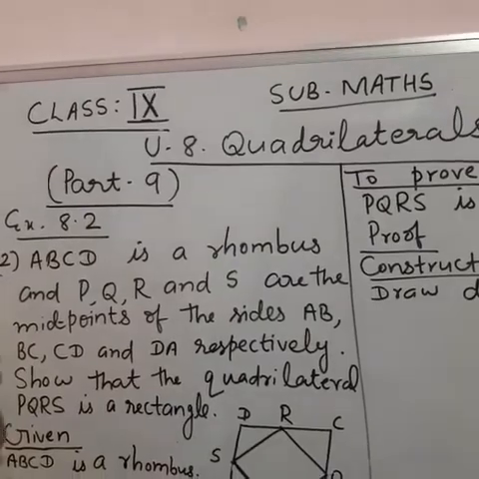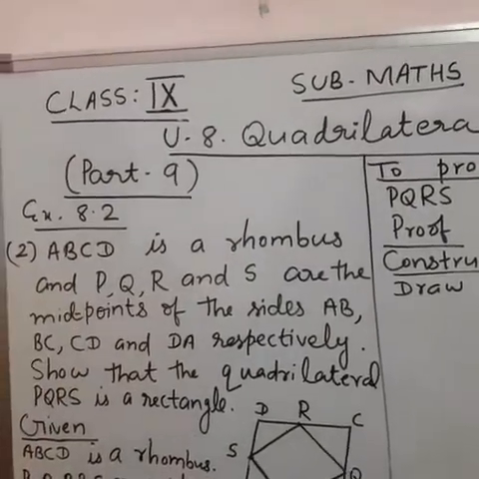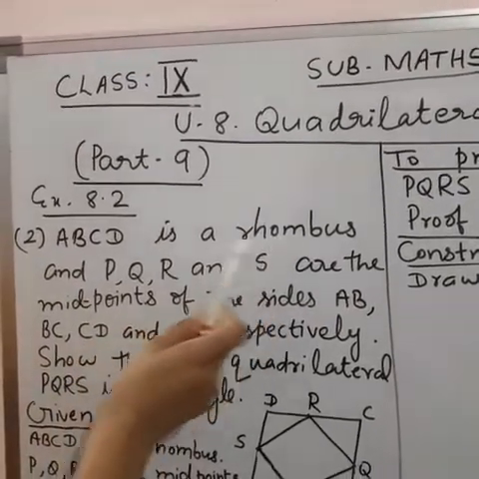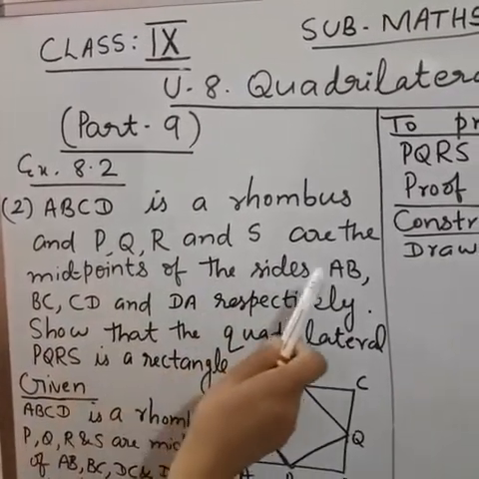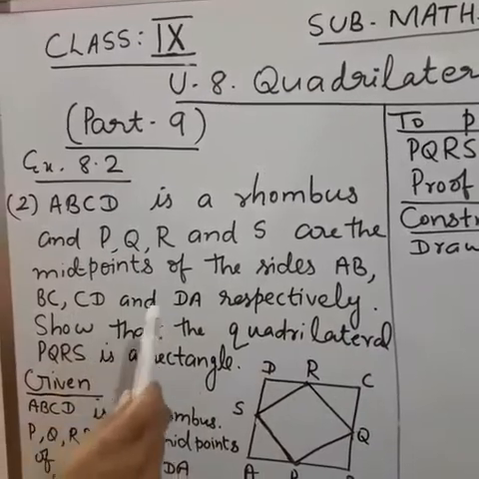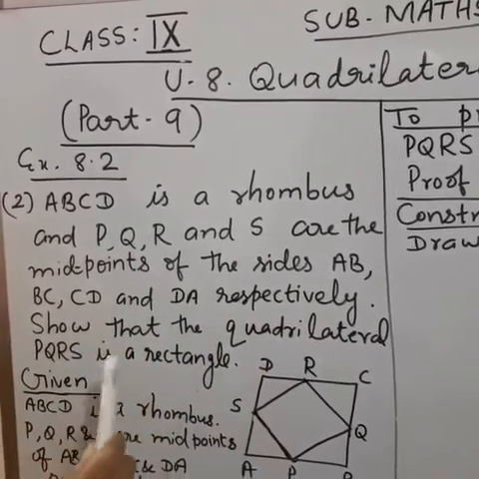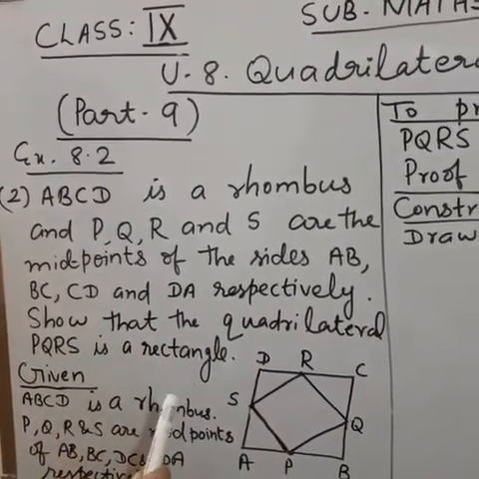Let's discuss second question of exercise 8.2. ABCD is a rhombus and P, Q, R and S are the midpoints of the sides AB, BC, CD and DA respectively. Show that the quadrilateral PQRS is a rectangle.